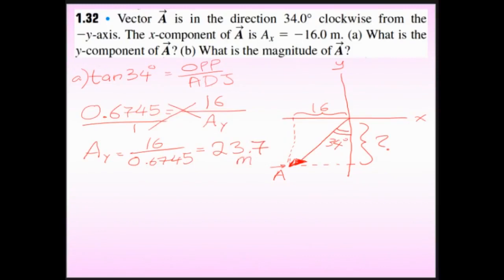Now, technically, is the answer supposed to be positive or negative? Where is my AY? Is it pointing on the positive y axis or the negative? So technically, if you want to have a therefore statement, you should say what? Therefore, AY is equal to what? So I want you to just point like this and say negative 23.7.